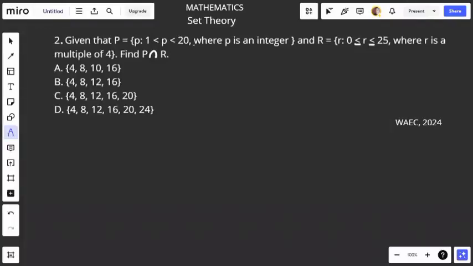WAEC 2024 on the topic set theory. It says, given that P equals P such that P is greater than 1 but less than 20, where P is an integer, and R equals R such that R is greater than or equal to 0 but less than or equal to 25, where R is a multiple of 4. Find P intersection R.